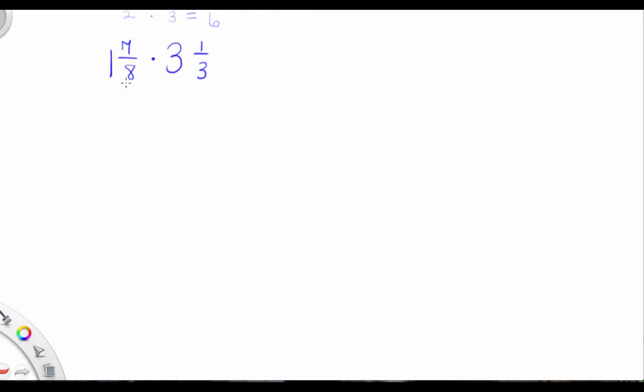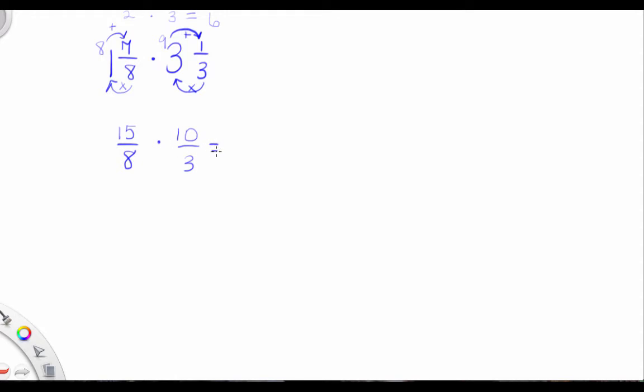So if we remember our first step that we wrote down, we do the circle of math to both of the mixed numbers to make them each improper fractions. I do that with the first: multiply 8 times 1, and I get 8. And then I do 8 plus 7, and I get 15. And the denominator stays the same. And then I do it with the next number. 3 times 3 is 9, and then 9 plus 1 is 10. So now this problem is 15/8 times 10/3.